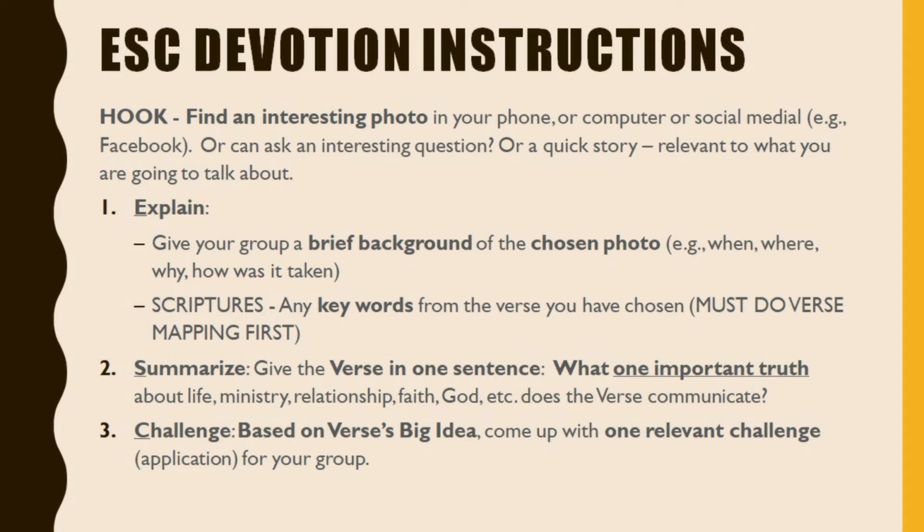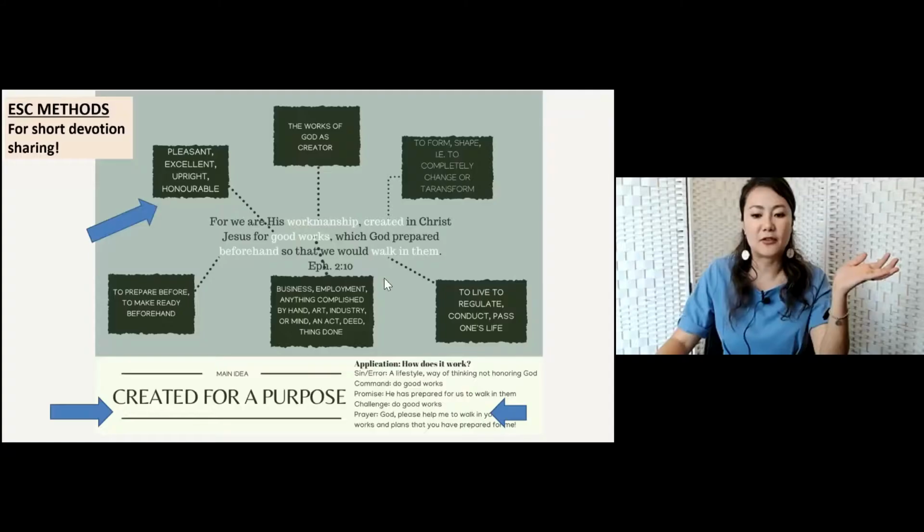Okay, so this is a rough idea of ESC, okay? What do I mean by that? I just told you a bunch of things, so how does it look like? Imagine this is the verse mapping you have done, which is the Ephesians 2:10 here.